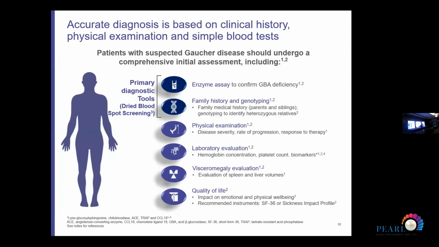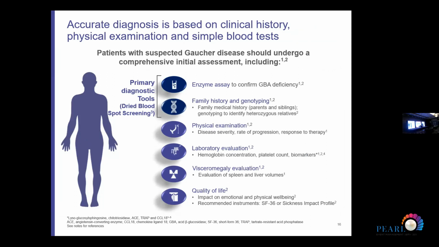So the accurate diagnosis, again, is based on a thorough clinical history and physical examination. And as I mentioned, if you have the suspicion, please just order the test and exclude the disease rather than missing the diagnosis, because this is a treatable condition. Patients with suspected Gaucher disease should undergo a comprehensive initial assessment, which of course, as I mentioned, includes the enzyme assay, confirming the GBA deficiency, family history and genotyping.